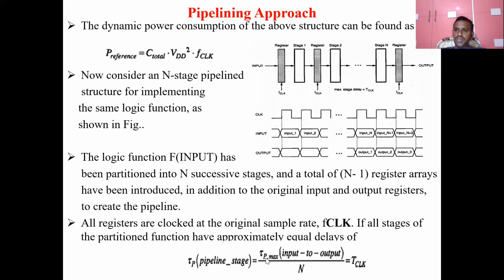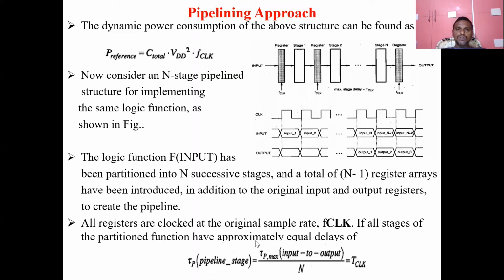The propagation delay is nothing but the time taken to propagate from the input to the output. That's why I have mentioned tau p maximum, the maximum value of the propagation delay to propagate from input to the output, divided by n, that is equal to the time period of the clock frequency. So this is what we have, tau p, the propagation delay of the pipeline stage.